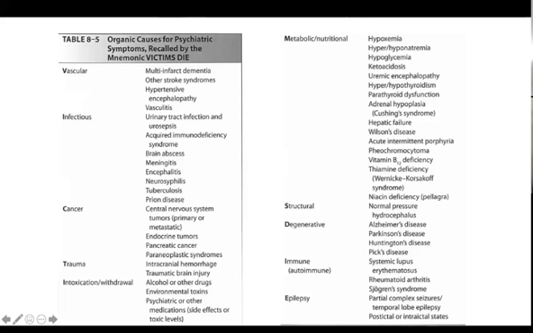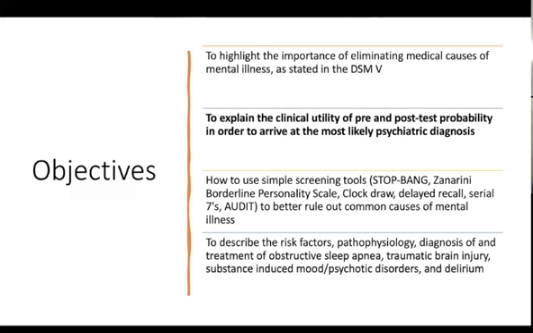So it's a lesson in humility: we might think that this is garden variety depression, but we always need to keep our mind aware that it might not be, that something else might be going on. So that's our first point, just to show that it's important to eliminate medical causes of mental illness in general. The second point is then, how do we do this?